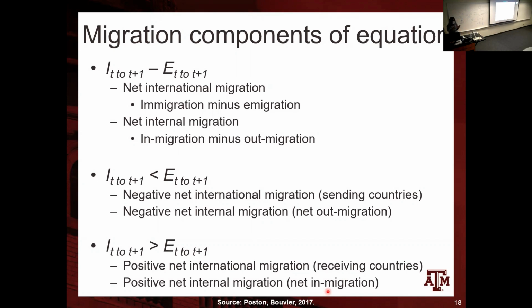So with that basic demographic equation, if we have all those terms, we can already do some analysis about what's going on in specific countries or specific states. And if we have that information for different years, you can start to look at trends and try to predict what the population is going to be in the future.